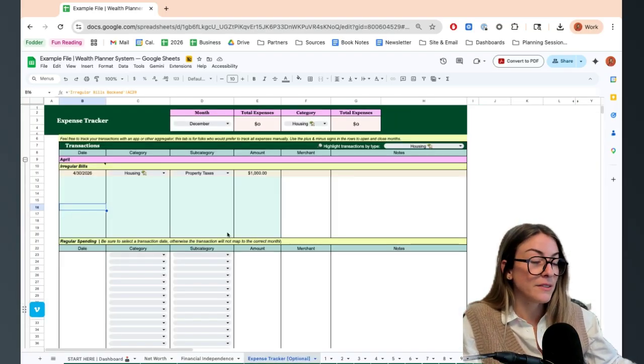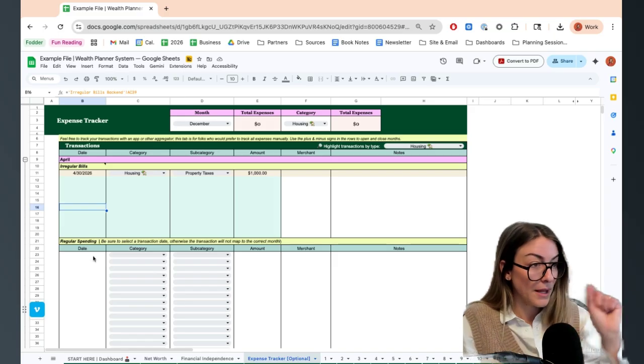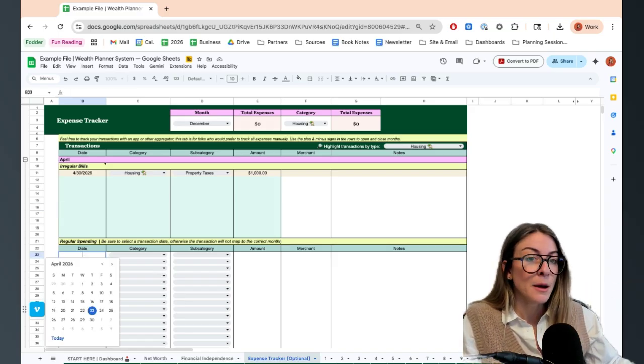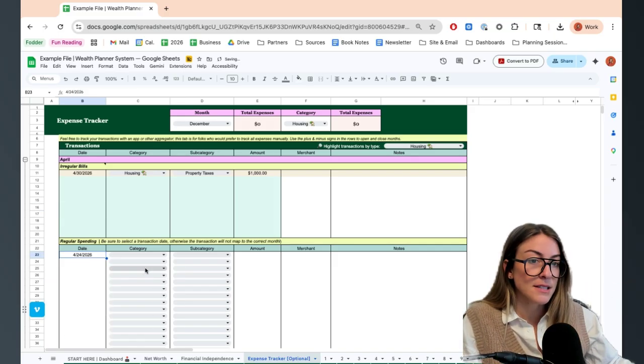But if you are someone that likes to track bit by bit, expense by expense, you're going to click into this, say what date something was spent on, transportation.